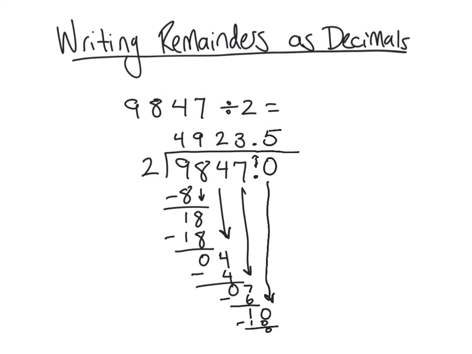Okay, and so my answer to 9,847 divided by 2 is 4,923 and 5/10. We could also read this as 4,923 and a half, which makes sense because when we had 1 left over, we had 1 out of 2 left over, which is a half.